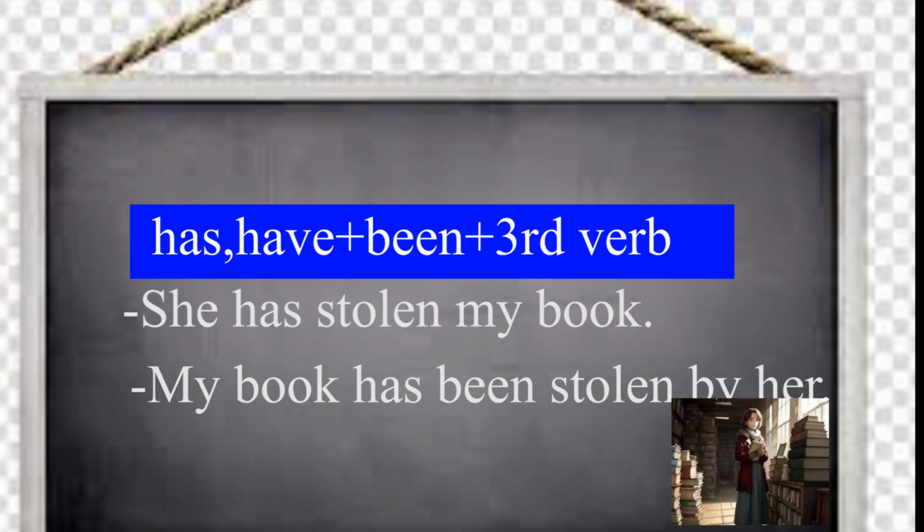What about in the passive voice? The necessary one is the book rather than her. The necessary one is as what? That's my book.